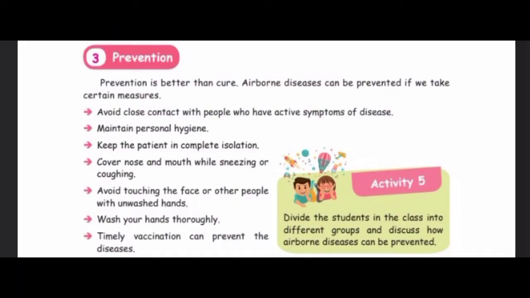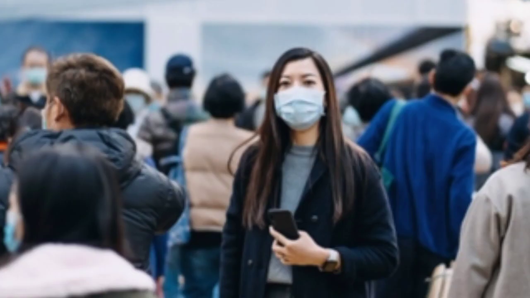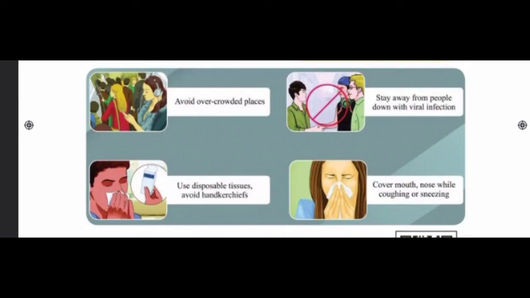How do we prevent airborne diseases? Prevention. Avoid close contact with people who have active symptoms of disease. Now, which disease is spreading all over the world? You all know COVID-19. So, we wear masks, we keep social distance. Prevention is better than cure. Maintain personal hygiene. The government has insisted that we wash our hands and sanitize our hands.